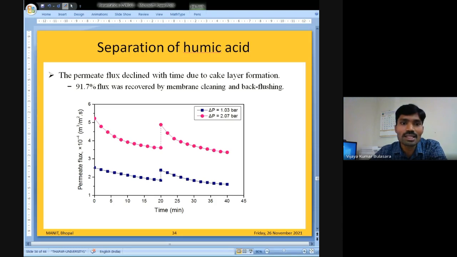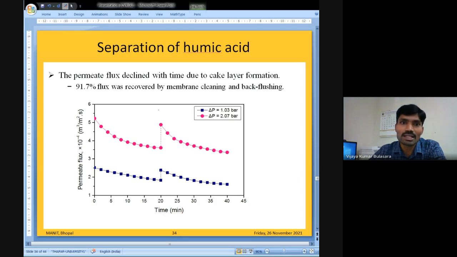And after 20 minutes of use, that means although we used it for 1 minute, the data is analyzed up to 20 minutes, then the membrane is regenerated by cleaning and backflushing. Then we checked that the initial flux is recovered. Almost 92% of the initial flux was recovered by cleaning and backflushing.